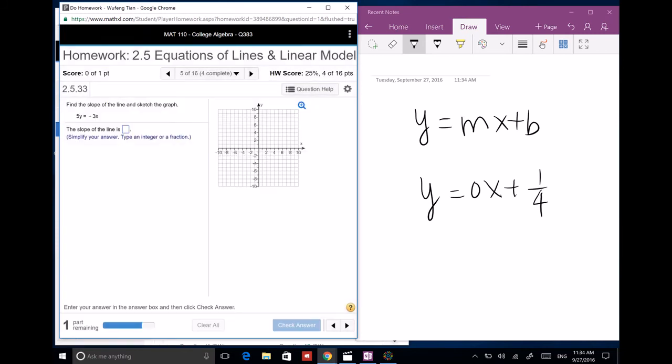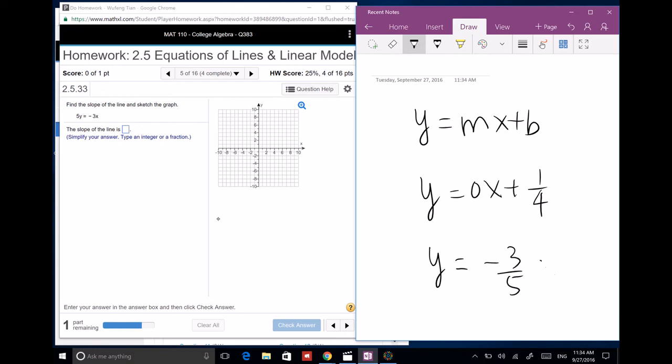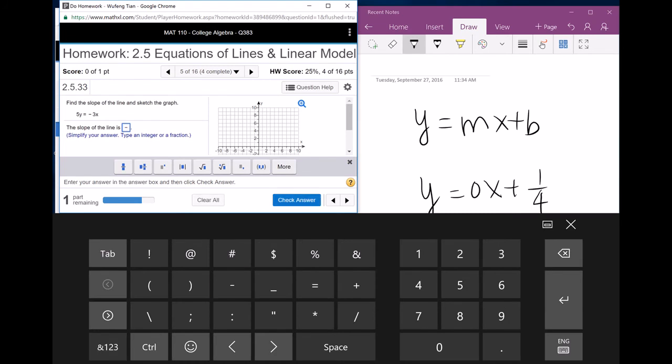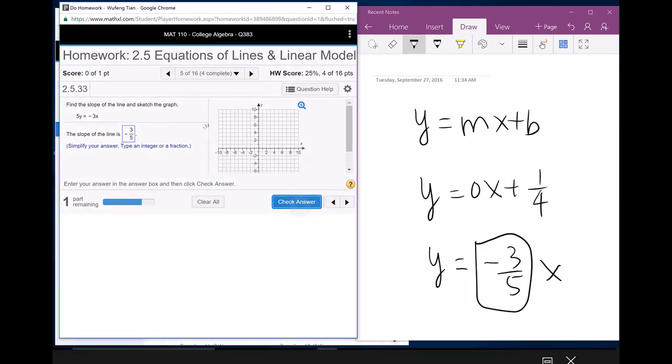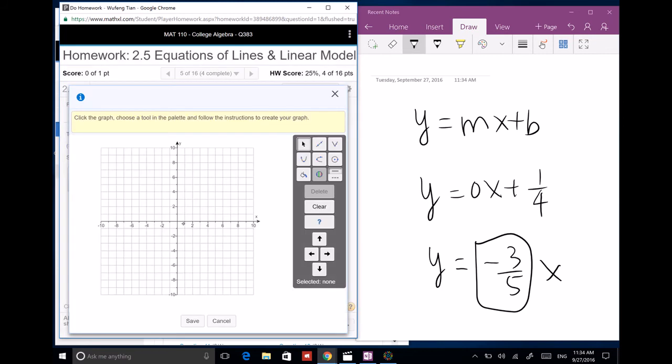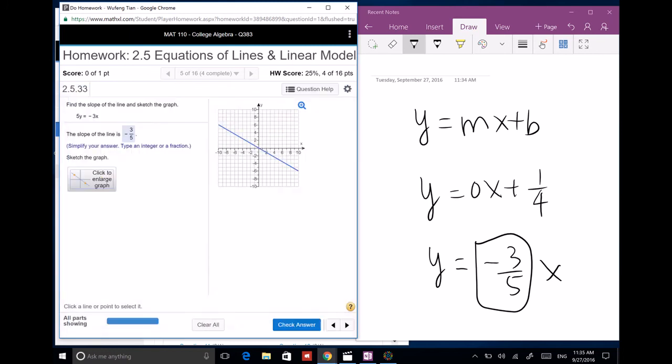You see, when you do this kind of problems, it takes about 5 minutes to do all of them. The slope of the line, you just do y equals -3/5x. The slope is -3/5. If you use the computer, it's even faster. And you can draw the picture with rise over run. Go from 0, 0, rise -3, 1, 2, 3. Rise 3, run to the left 5. Right here. 1, 2, 3, 4, 5.